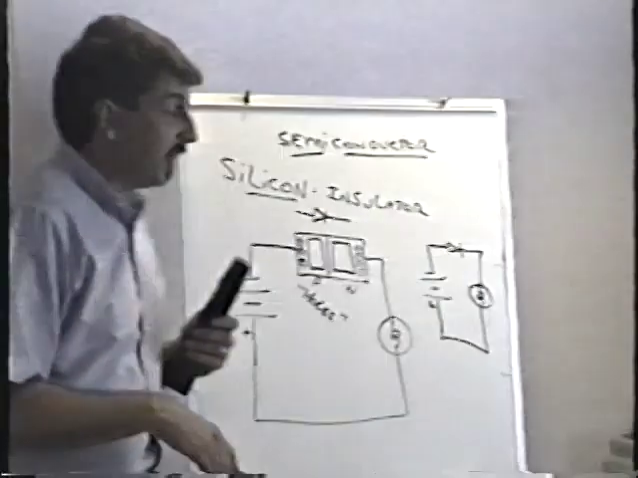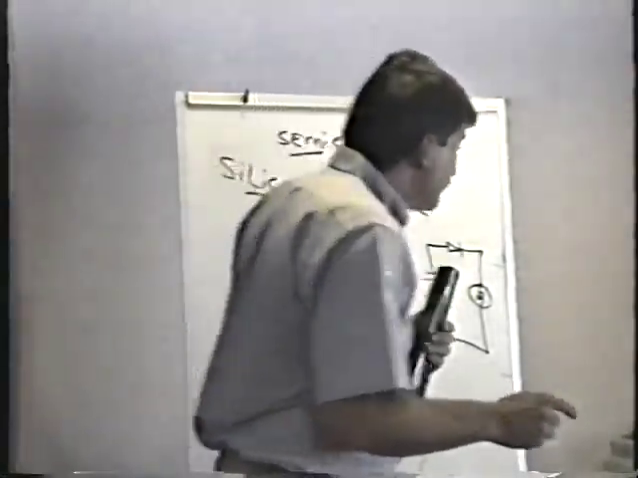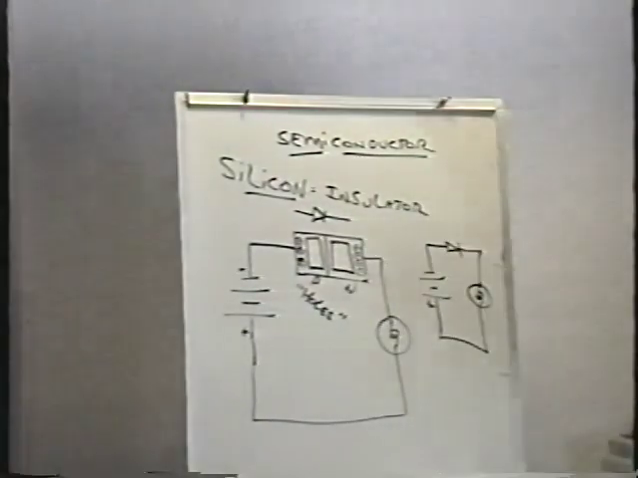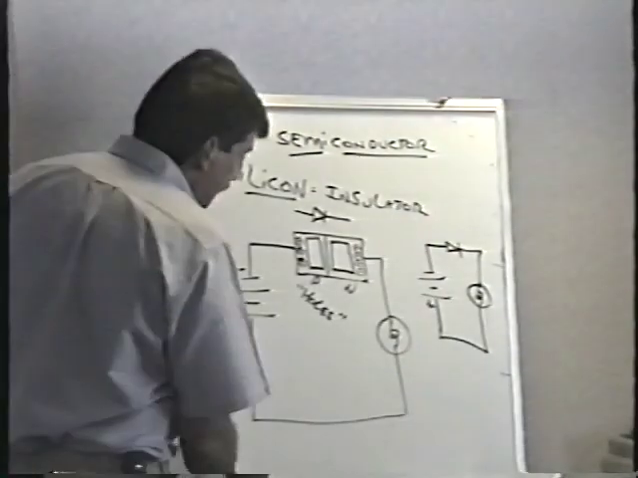So that's why these things are called semiconductors, because they sometimes conduct. Does that make sense so far? Now, it does take a certain amount of pressure, a certain amount of voltage to operate that p-n junction.